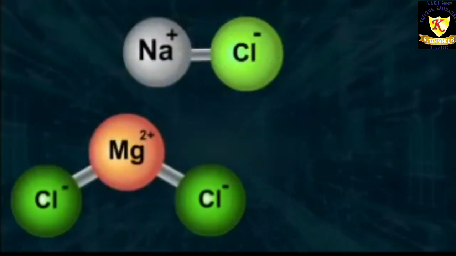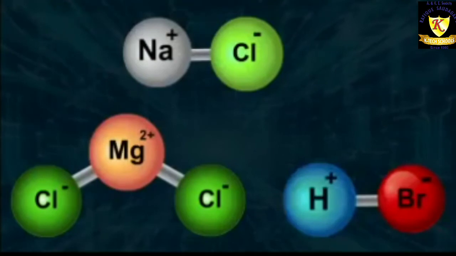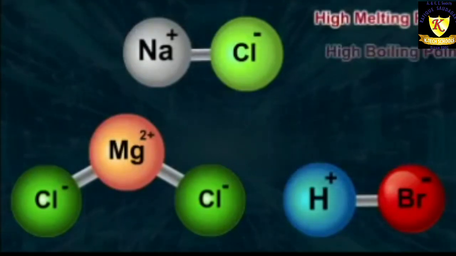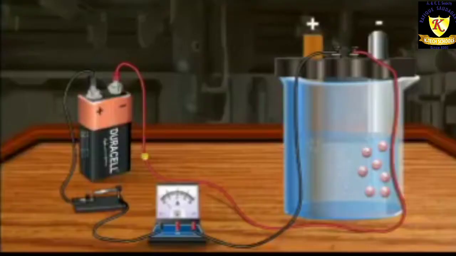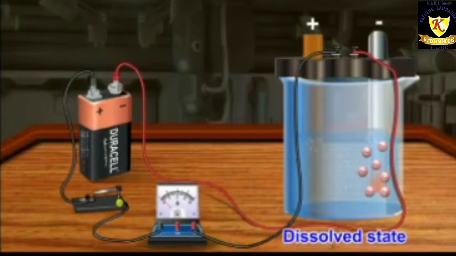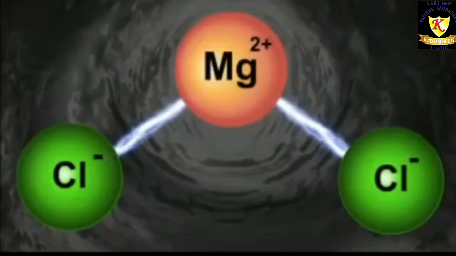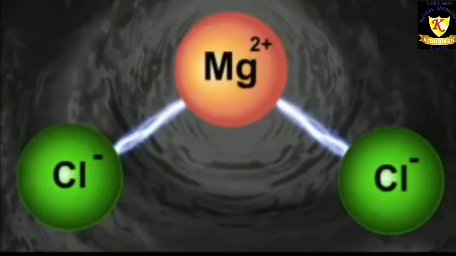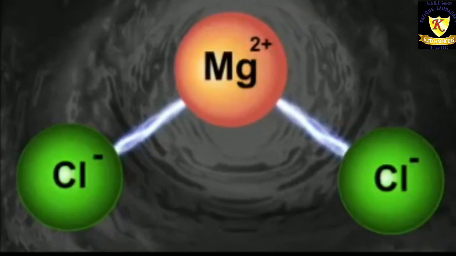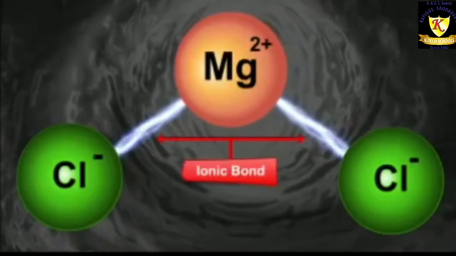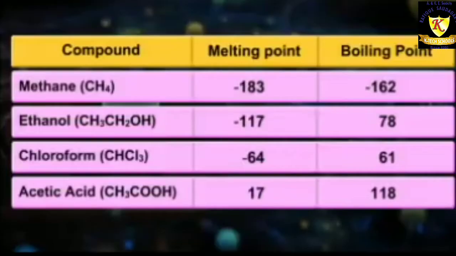Bonds in carbon compounds. We have learnt about the ionic compounds in the previous chapter. We have seen that ionic compounds have high melting points and boiling points and they conduct electricity in the molten and dissolved state. We have also seen that these properties of ionic compounds are explained on the basis of ionic bonds in them.